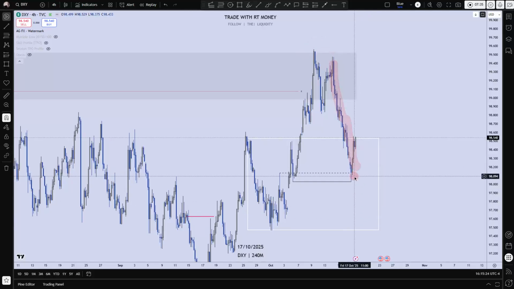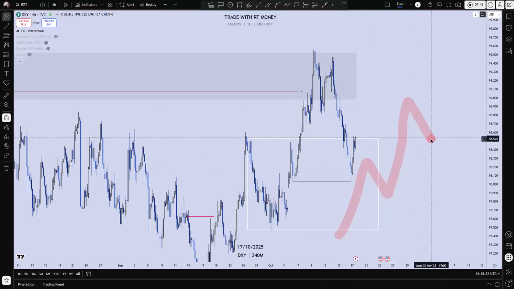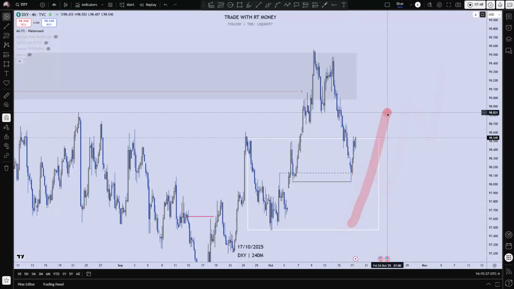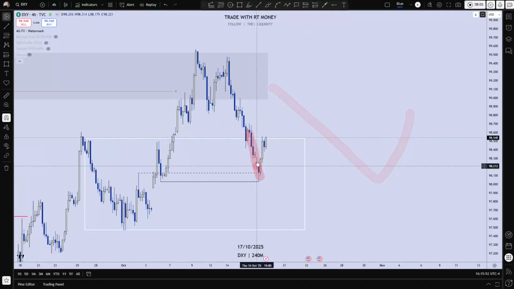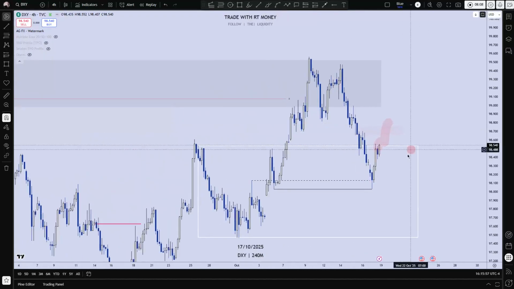Now, is the pullback over? I like to say when there's a pullback in these kinds of situations where we have a higher high, higher low, higher high, higher low, all of these are pullbacks. And in those pullbacks, you want to see where it's going to end. Where it usually ends is when there is a break of market structure, a market shift, a shift from bearish to bullish. We haven't gotten that yet. That'll happen here. We get that shift there, then I'm definitely looking to buy the US dollar.